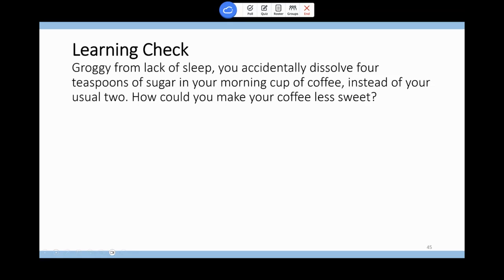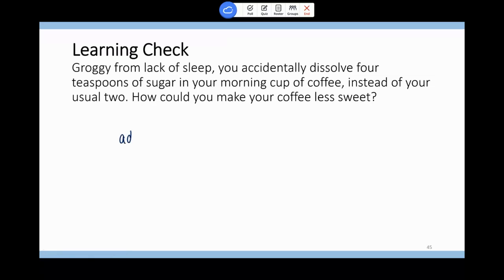What about adding water? Should you add water? Yeah, you could add water. That would decrease the sweetness. That would make your coffee less sweet, but that would also decrease the concentration of the coffee flavor and of the caffeine. So overall, everything would be more dilute.